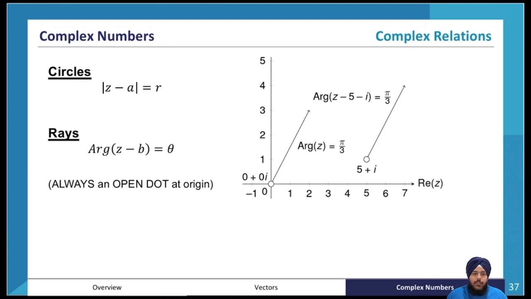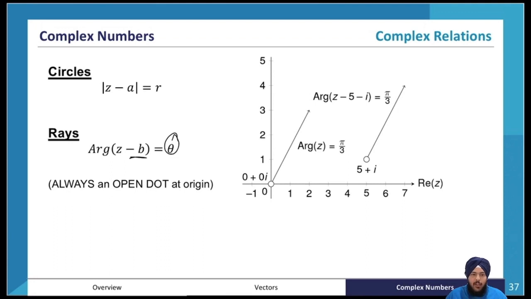Next, we have rays. So rays are basically just straight lines that have a starting point. So if we have argument Z minus B equals theta, basically what that is we have, again, a starting point, which is going to be B. That's our starting point. And then we just draw a line with that angle that's given. So if the angle was pi over 3, then we draw a line with that angle, pi over 3.